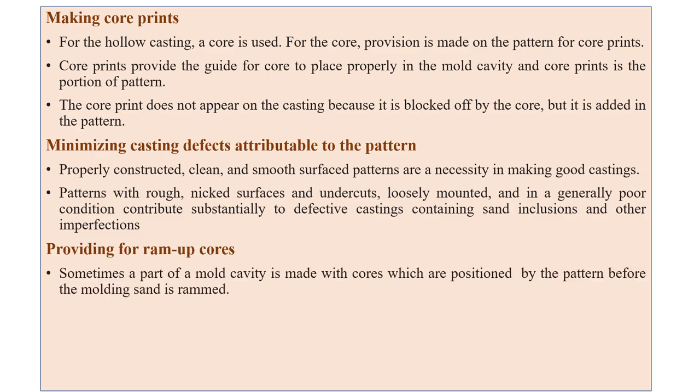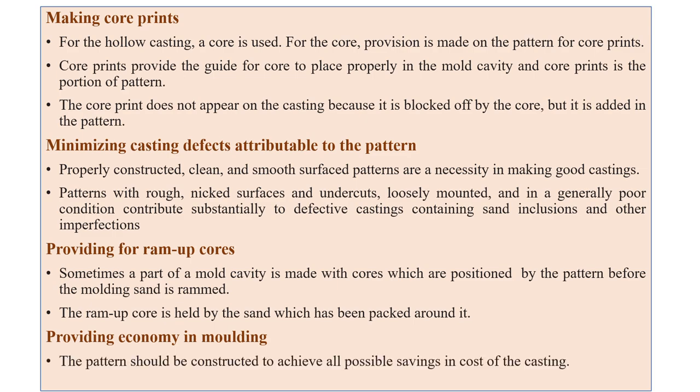And providing for the ram up core: sometimes a part of the mold cavity is made with a core, which is positioned by the pattern before the molding sand is rammed up. So the ram up core is held by the sand that has been packed around it. That core is attached with the pattern, so the pattern provides this core and there is no requirement to place a separate core. So the core is formed before the molding sand is rammed, and the sand is rammed after the core is placed by the pattern. This type of core is generally called the ram up core.